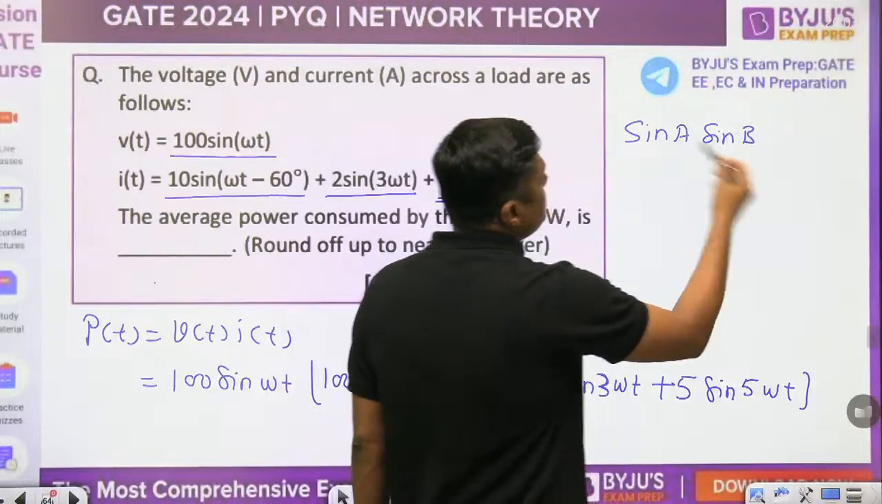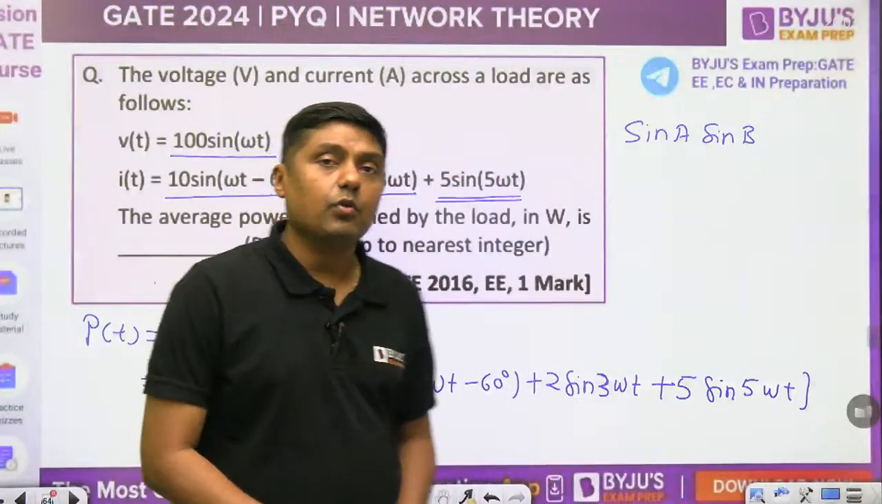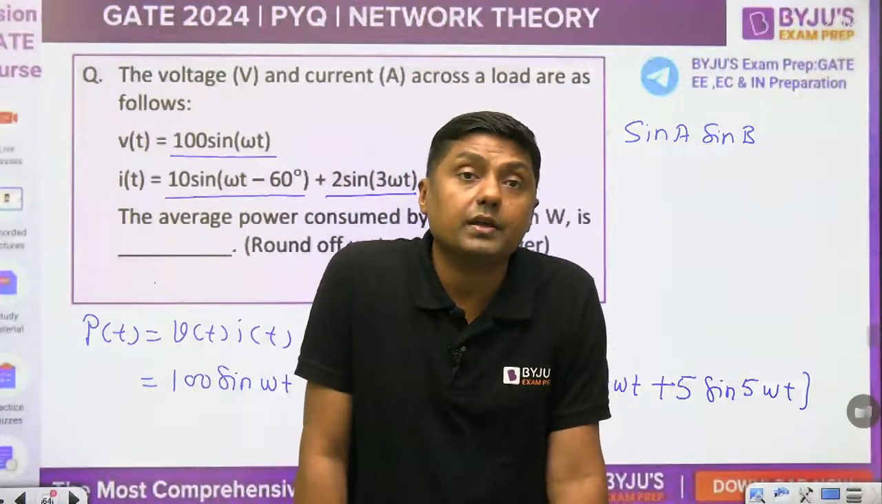Sin A sin B, 2 sin A sin B. What is the formula for that? And you can apply it here, right?